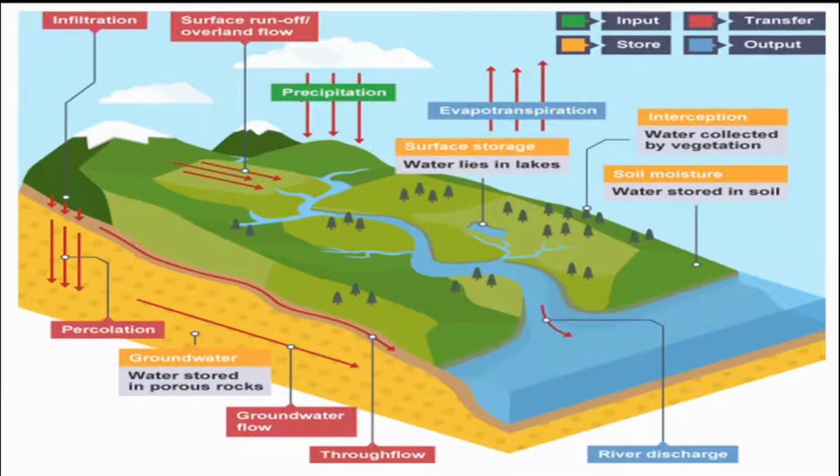The drainage basin system has only one input, which is precipitation, but has two outputs, which are evapotranspiration and river discharge or channel flow. Evapotranspiration is a combination of evaporation and transpiration. Let's take note of that.